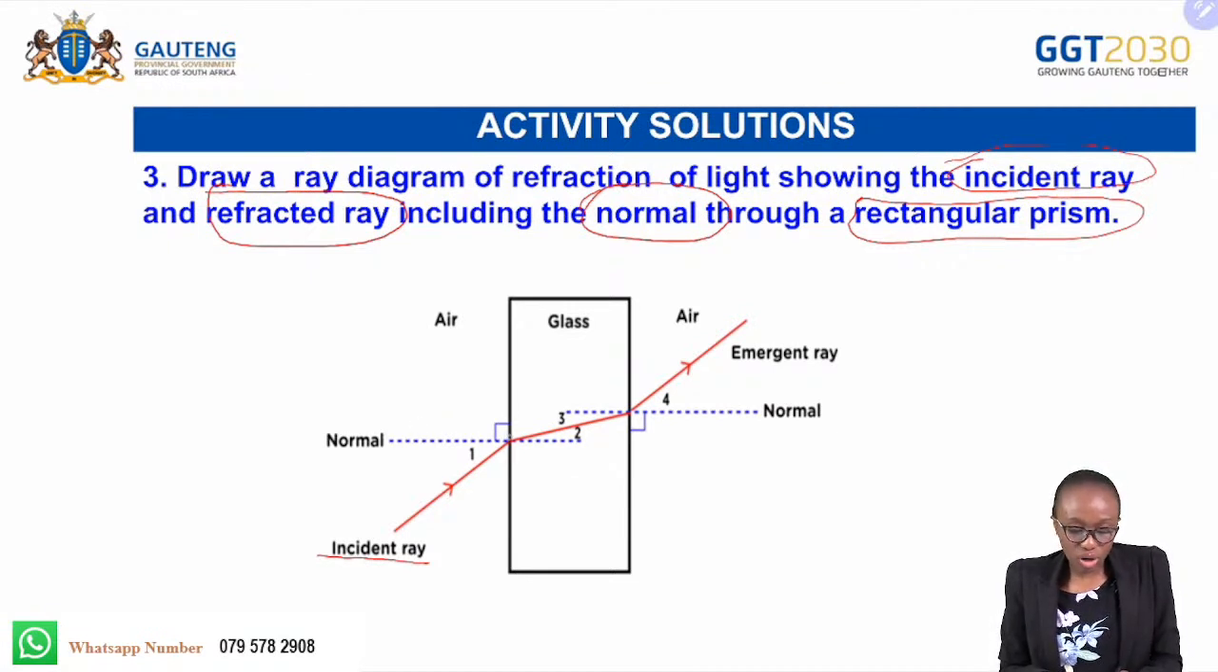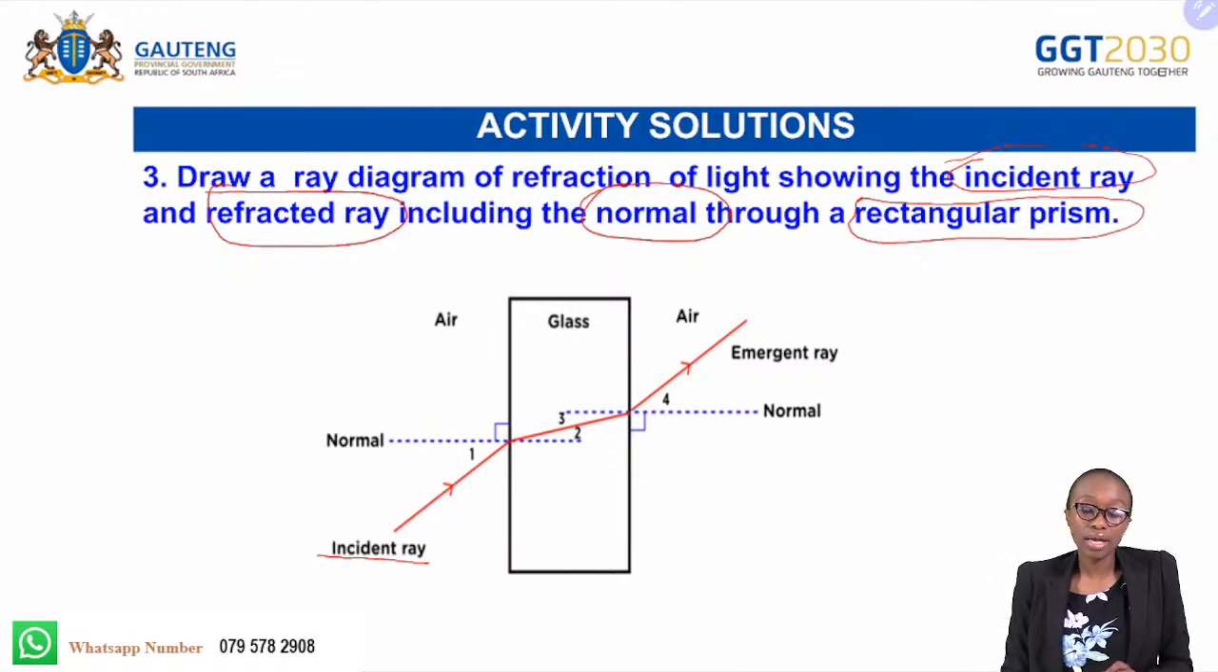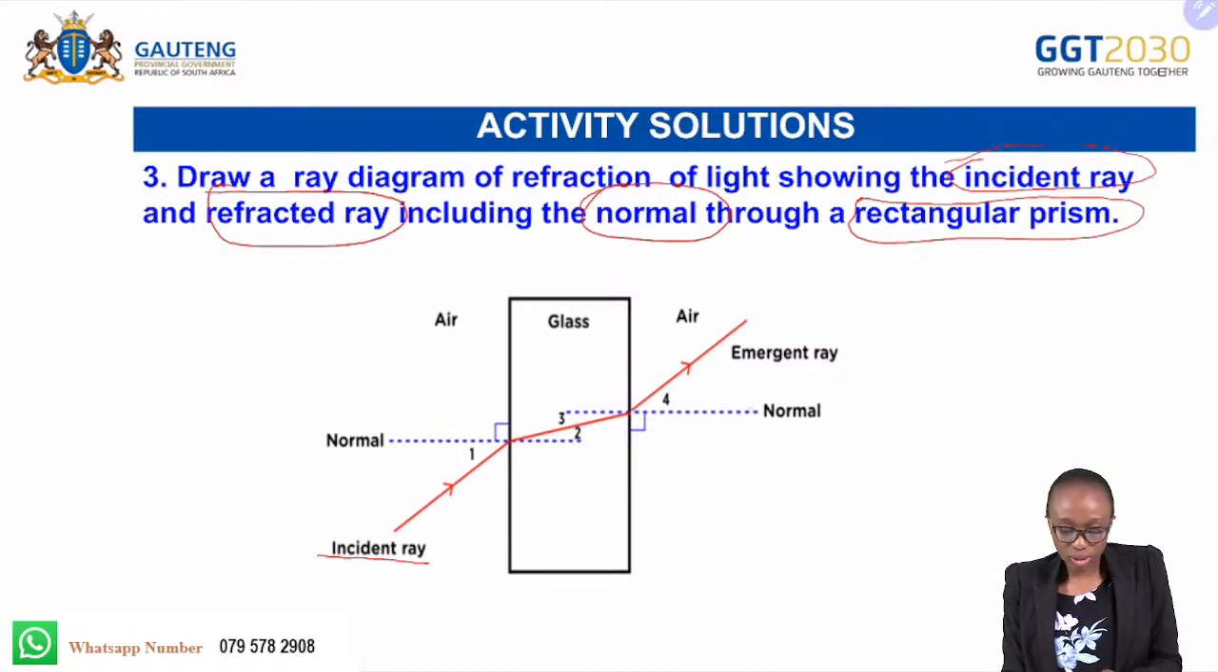So once it strikes the first side, side number 1, it's going to bend. And then it's going to strike side number 2, which is surface number 2, and then it's going to bend again and exit the medium. So you need to draw normal number 2. Where is normal number 2? There is normal number 2. You represent it as a dotted line. It needs to be at a right angle. Okay, so this is your incident ray and this is your emergent ray, or rather your refracted ray.